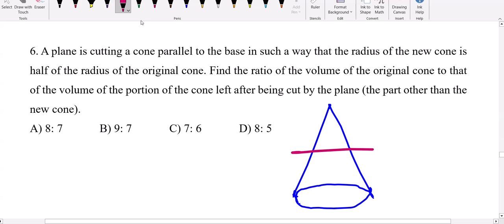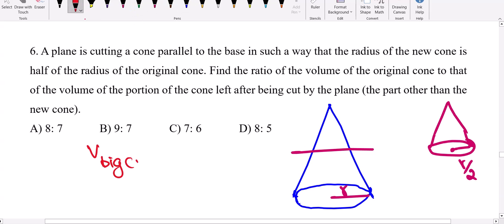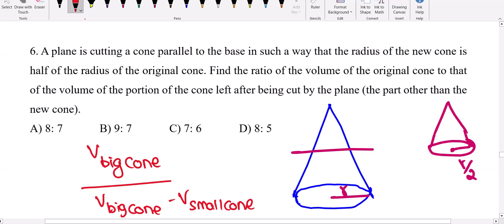It is cut parallel to the base in such a way that the radius of the new cone, this is the new cone actually now. Here the radius is r, here the radius is r by 2, half. Now what is the ratio of the volume of the original cone with respect to the leftover one? For the leftover one, you do volume of original cone minus volume of new cone. So the question is the volume of the original big cone divided by the volume of the big one minus the new one, the small cone. You need to subtract this and decide the ratio.